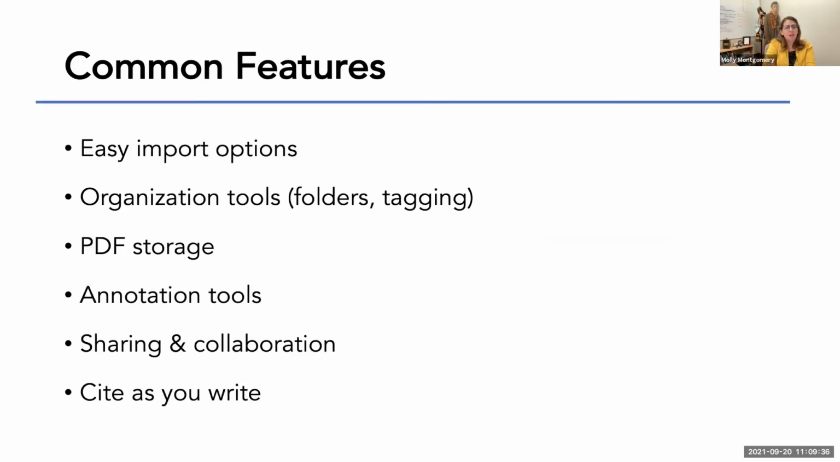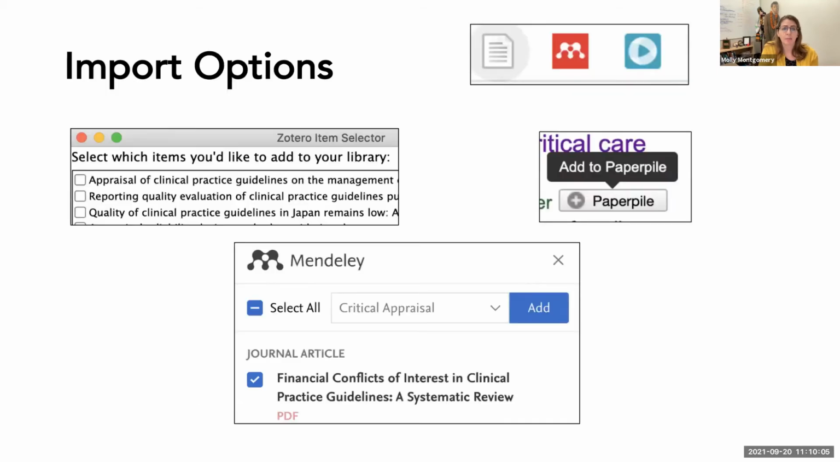Okay, so some of the common features of reference managers are included here. And so I'm going to talk about each of these in detail and have some screenshots. So usually you're looking for something that's easy to import into the reference manager. You want some sort of organization tool. You want a way to store the PDFs of articles and other items. It's nice to have annotation tools if you can find it. Then there's also sharing and collaboration, and a tool that allows you to cite as you're writing.